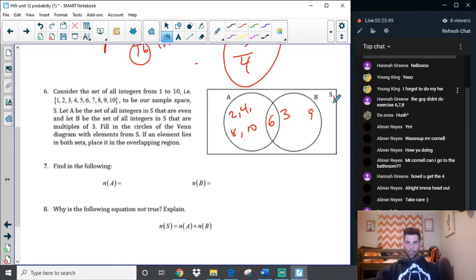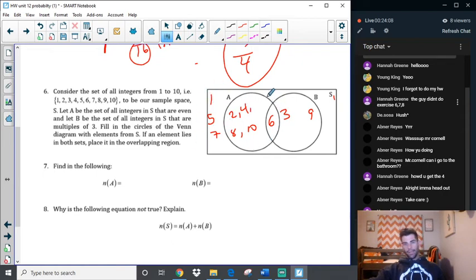So 2, 4, 8, and 10 belong in A. 6 is in both. 3 and 9 belong in B. So who's left that's going to be out here? 1, 5, and 7. 1, 2, 3, 4, 5, 6, 7, 8, 9, I have 10 numbers. So there they all are. So these guys belong to no one.